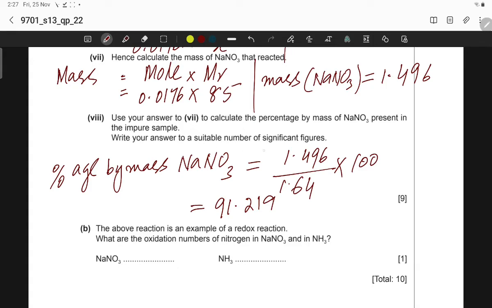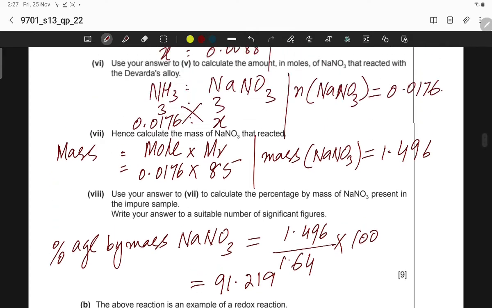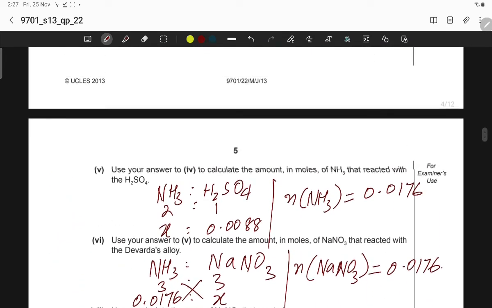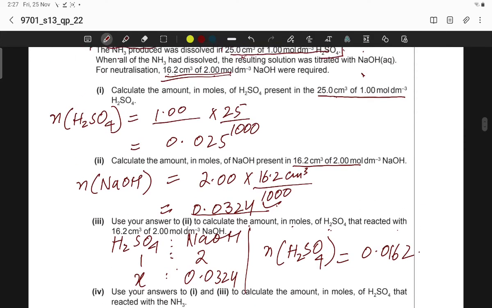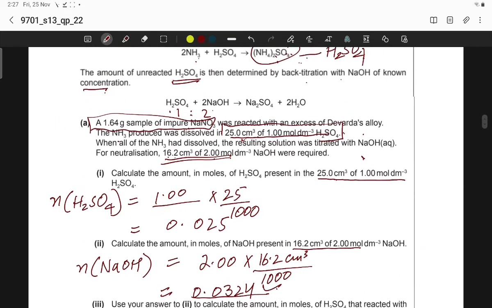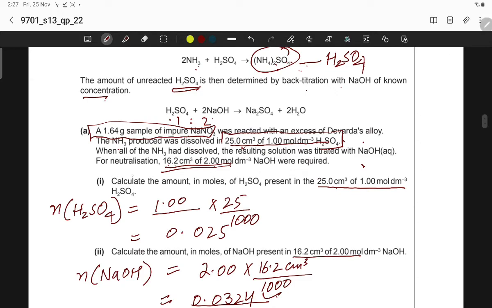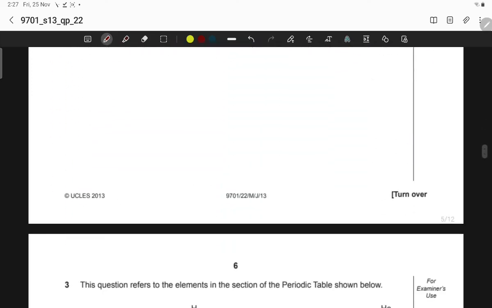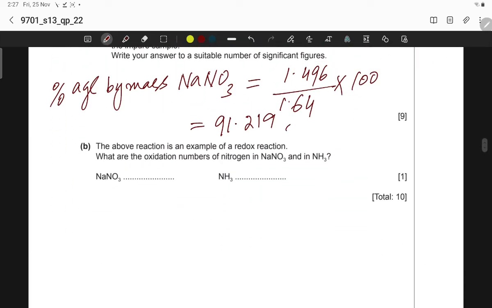The answer should be given in suitable significant figures. This is how to identify how many significant figures there are. Look at the values given in the question: 1.64, 16.2, 2.00, 25.0, which are all 3 significant figures. So the answer should be in 3 significant figures: 91.2.